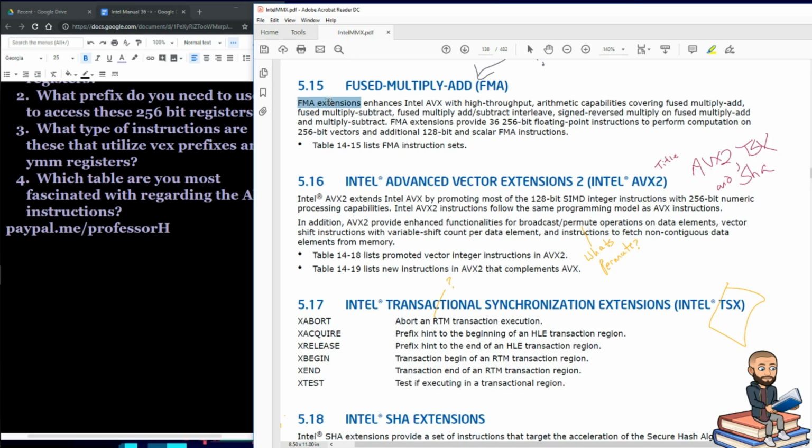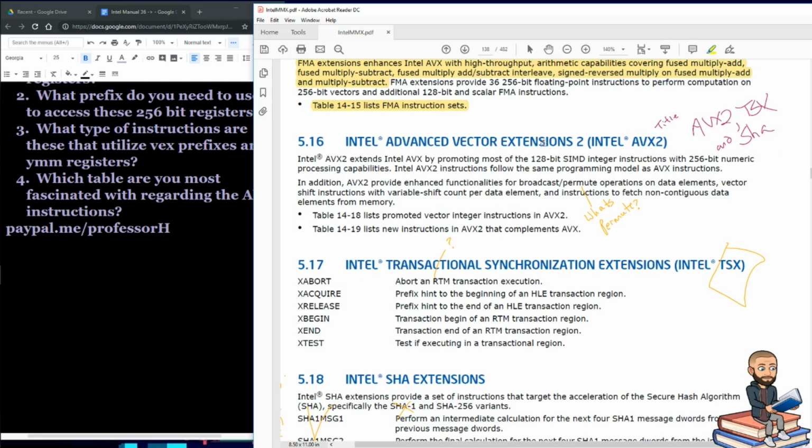But for fused multiply add extensions, these enhance Intel's AVX with high throughput arithmetic capabilities covering fused multiply add, fused multiply subtract, fused multiply add subtract interleave, signed reversed multiply, unfused multiply add, and multiply subtract. Okay, I'm gonna drive you crazy if I keep reading like that. Just check out table 14.15 to see the list of the fused multiply add instructions.